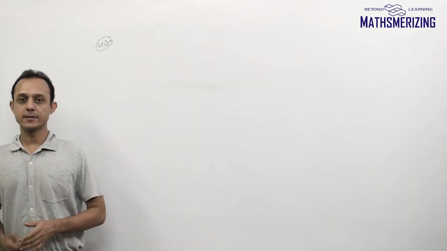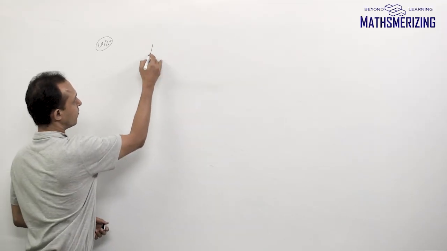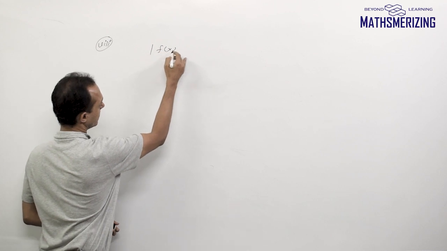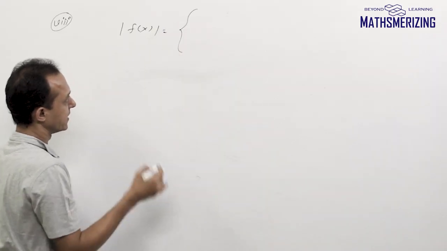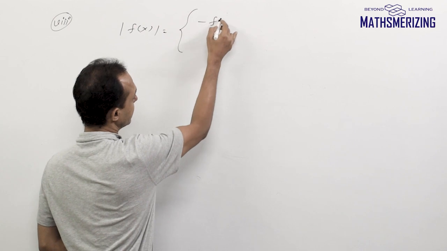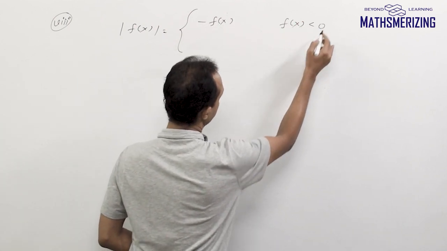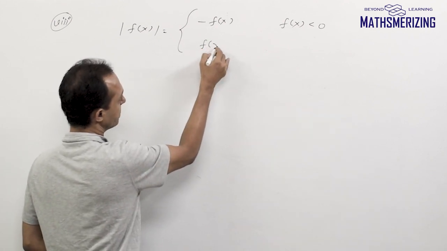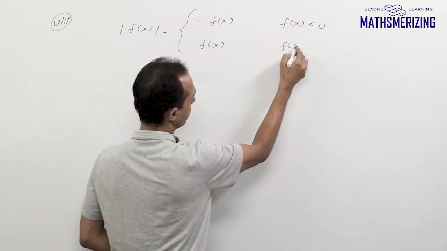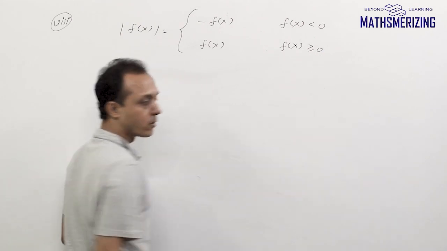Now the 8th property is, suppose I have to write mod of f(x). So I can simply write mod of f(x) as minus f(x) whenever f(x) is less than 0. And I can write it as plus f(x) when f(x) is greater than or equal to 0.